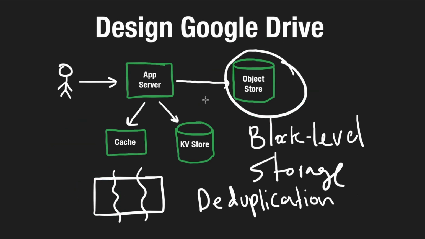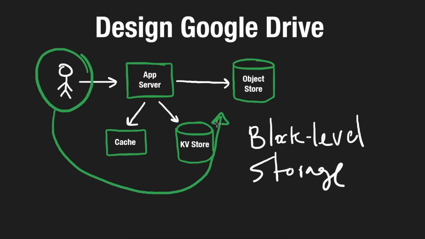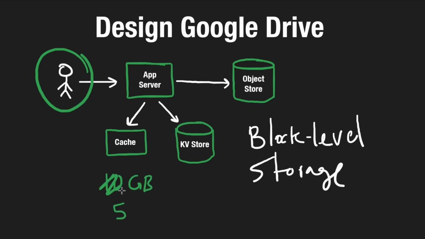Now, another thing worth mentioning, and this is just a small detail, is with this block level storage deduplication, if somebody is uploading a file and then that upload messes up halfway through, like, you were uploading 10 gigabytes, but only 5 gigabytes were uploaded, and then you try to upload the next 5 gigabytes. Well, the good thing is, since we're breaking everything up into blocks, we would notice that those first 5 gigabytes are already uploaded. We would not need to restore those in our object store, and we'd figure that out by our app server reading from the KV store.